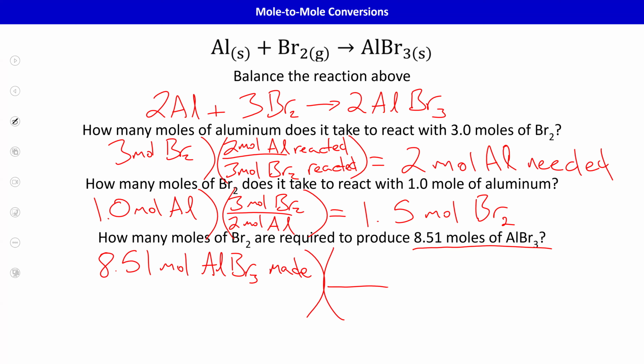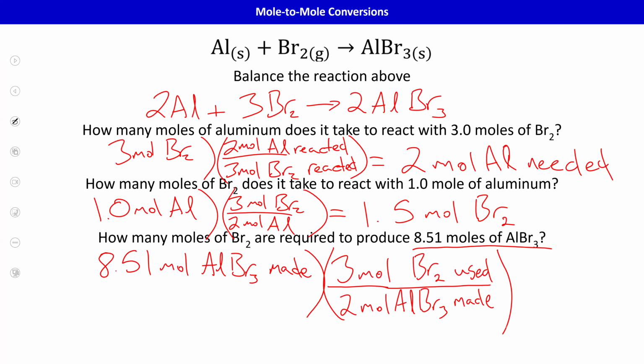Well, if we're trying to make aluminum bromide, we come back to the balanced reaction. For every 2 moles of aluminum bromide made, that's 3 moles of bromine gas, or bromine, yeah, it is a gas here, used. We can fill in used or reacted because we know it's on the left-hand side of the arrow. So we know it's being used up, it's reacted.